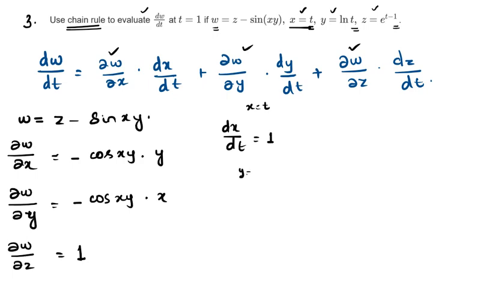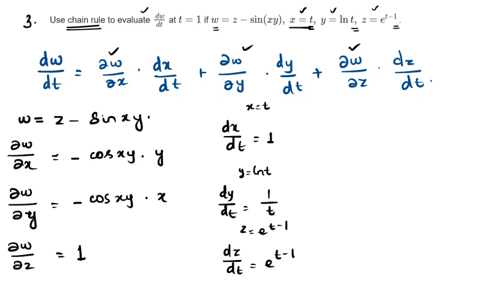In the same way, y is equal to log t. So dy by dt will be equal to what? If you differentiate log t, it will be 1 by t. And we have z is equal to e power t minus 1. So dz by dt will be equal to e power t minus 1, the same value you will get.